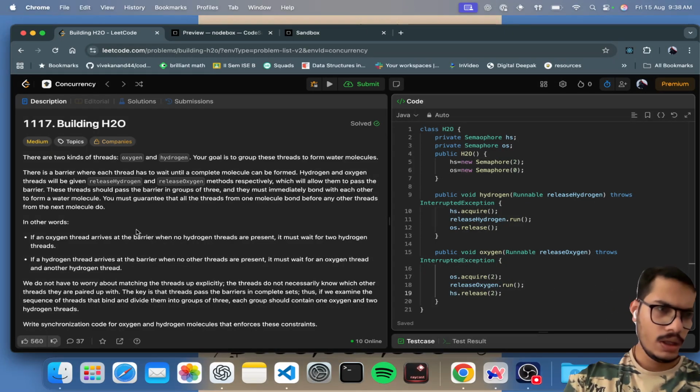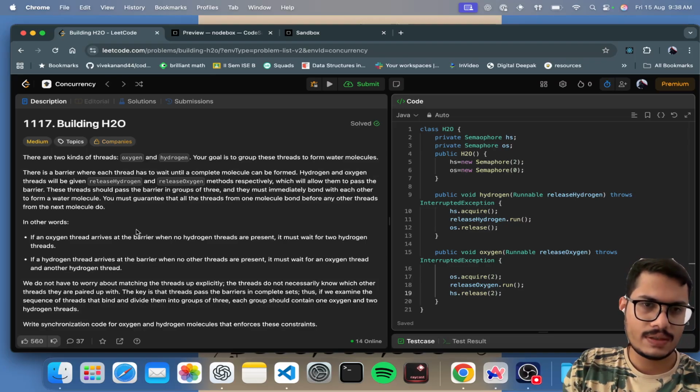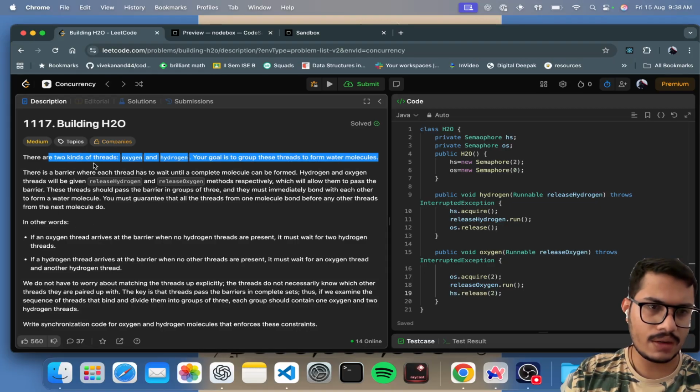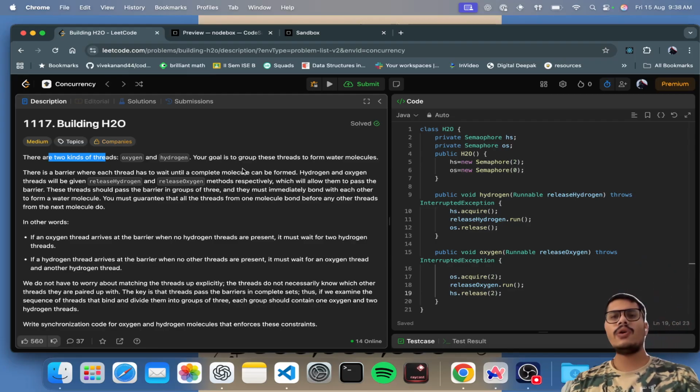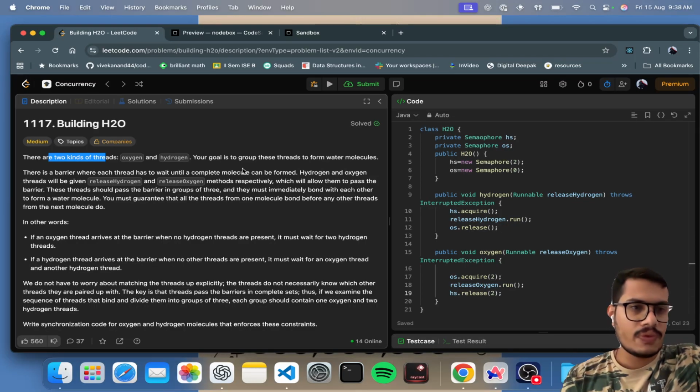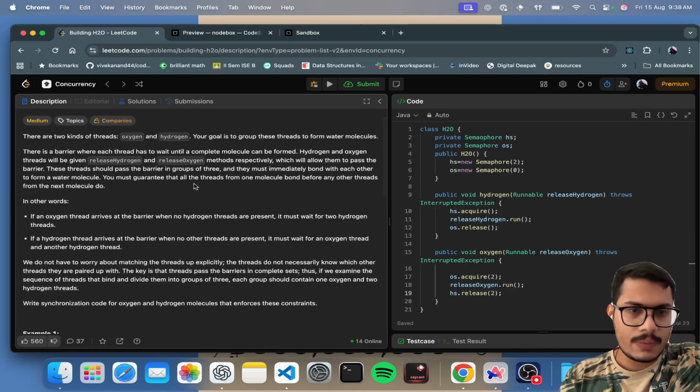Building H2O. Again, this is one of the famous LeetCode problems in concurrency. What they are stating is that there are two kinds of threads: an oxygen thread and a hydrogen thread. Our goal is simply to make water molecules. So how do you make water molecules? We need two hydrogen and one oxygen to make water. So exactly, we need to make the same water molecules.